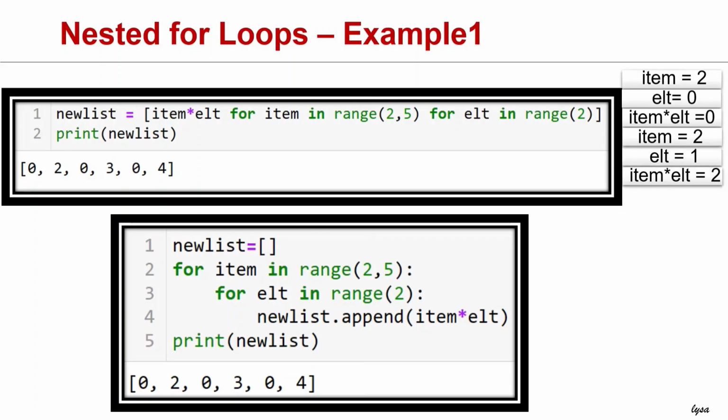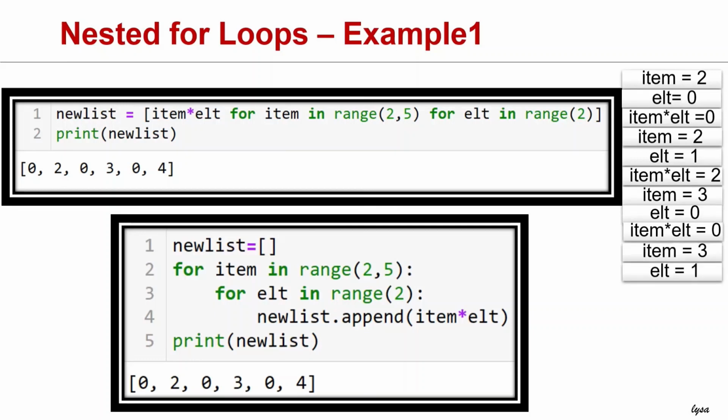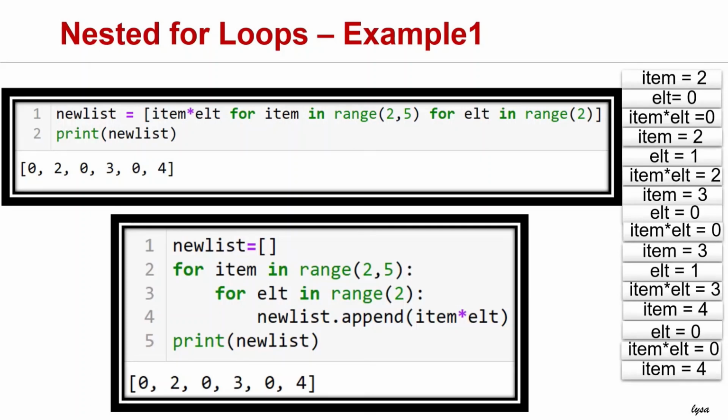in the list. Then item takes the value 3, element oscillates between 0 and 1, where item remains at 3. And then we have item into element taking the value 0 and 3. Then item goes to 4, element becomes 0, item into element is 0, item becomes 4, element is 1, and item into element is equal to 4.